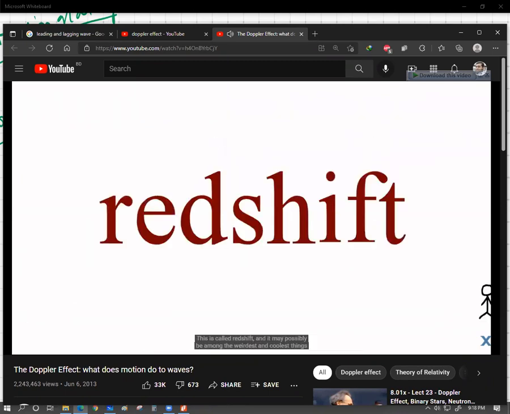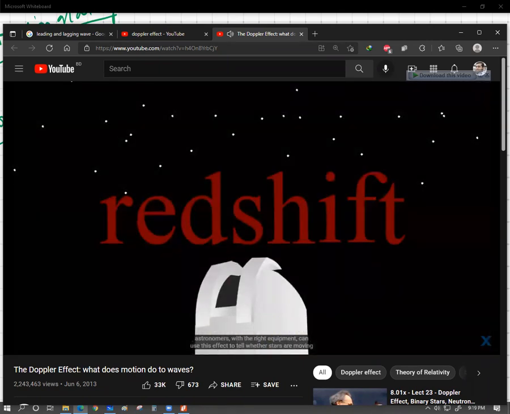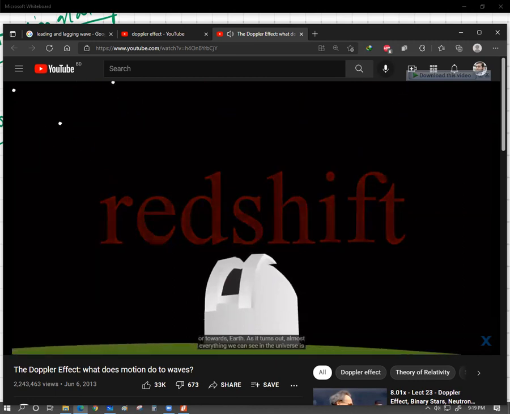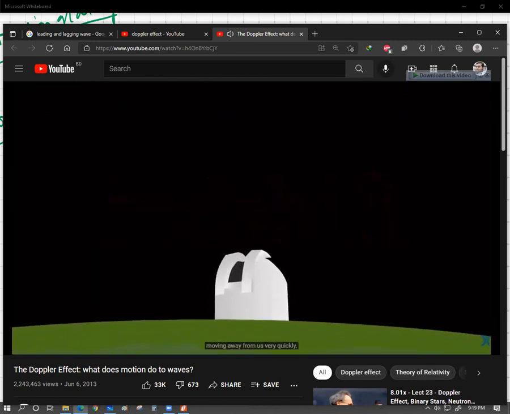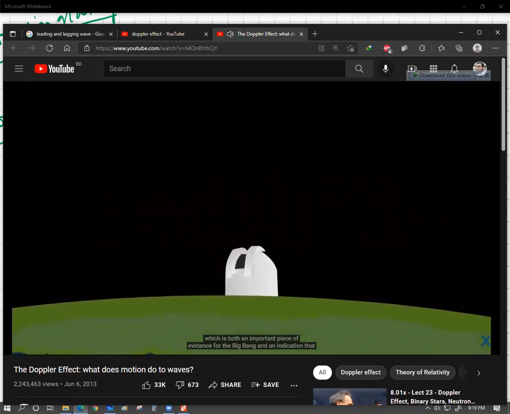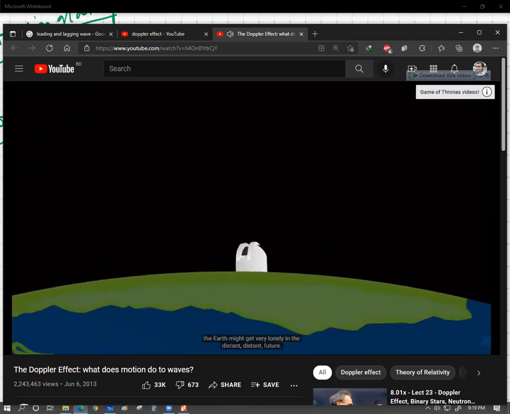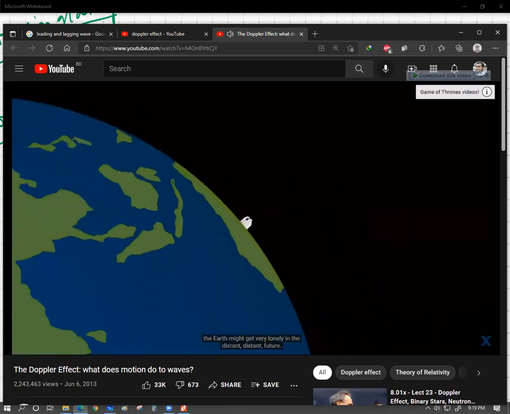This is called redshift, and it may possibly be among the weirdest and coolest things of all time. Stars, or anything that you can see, change color depending on their relative motion to you. Of course, you can't see this minute difference with your eyes, but astronomers with the right equipment can use this effect to tell whether stars are moving away from or towards Earth. As it turns out, almost everything we can see in the universe is moving away from us very quickly, which is both an important piece of evidence for the Big Bang and an indication that the Earth might get very lonely in the distant future.